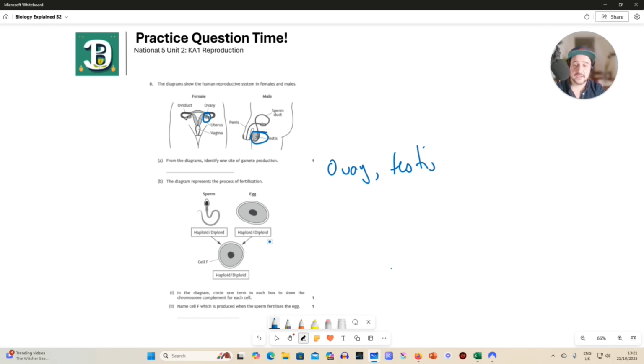That's all. Okay. Now we know that a zygote has to be diploid because it's going to grow into a new offspring. In order for you to produce a diploid cell, the two cells that make it have to be haploid. Okay, because the two halves make a whole. So these are haploid.